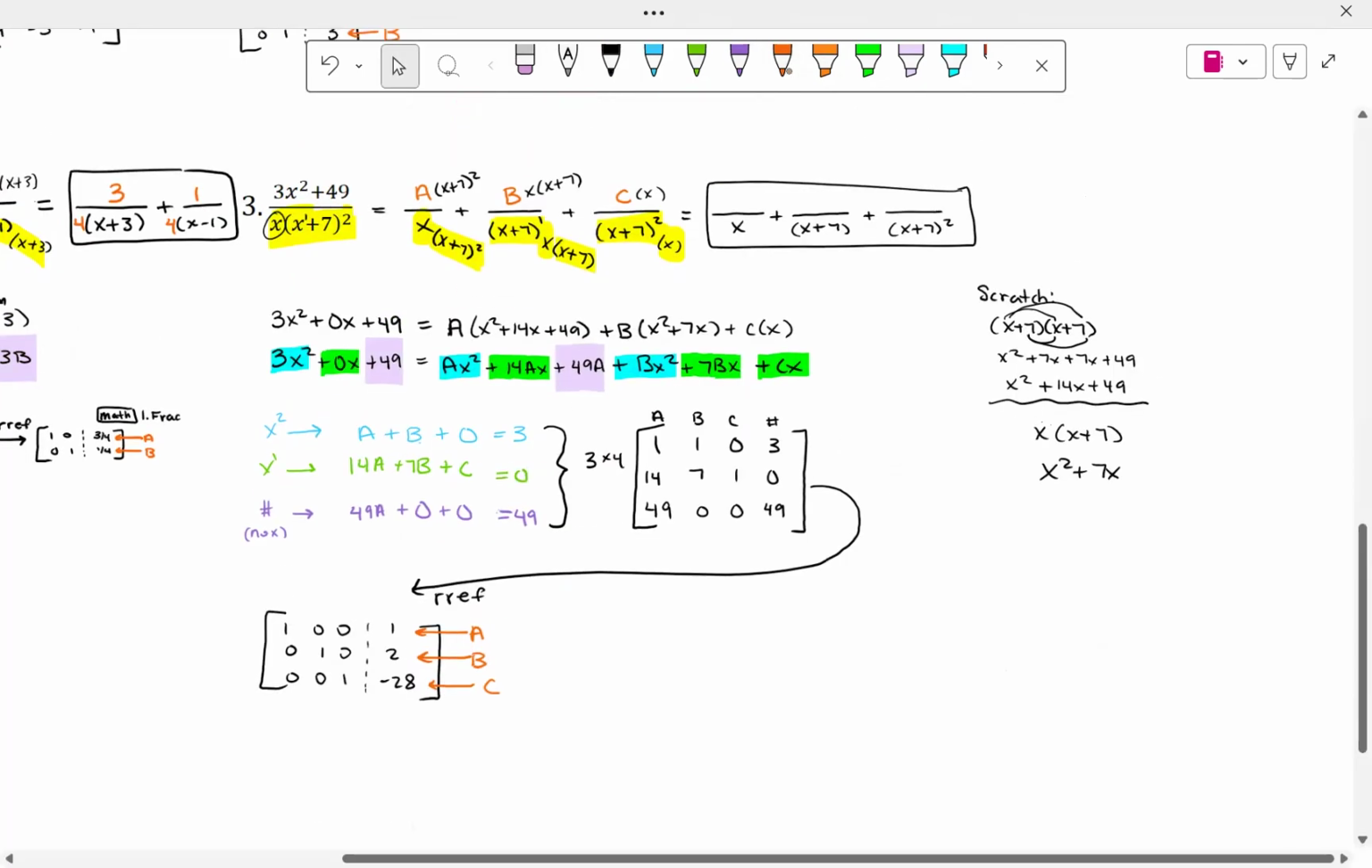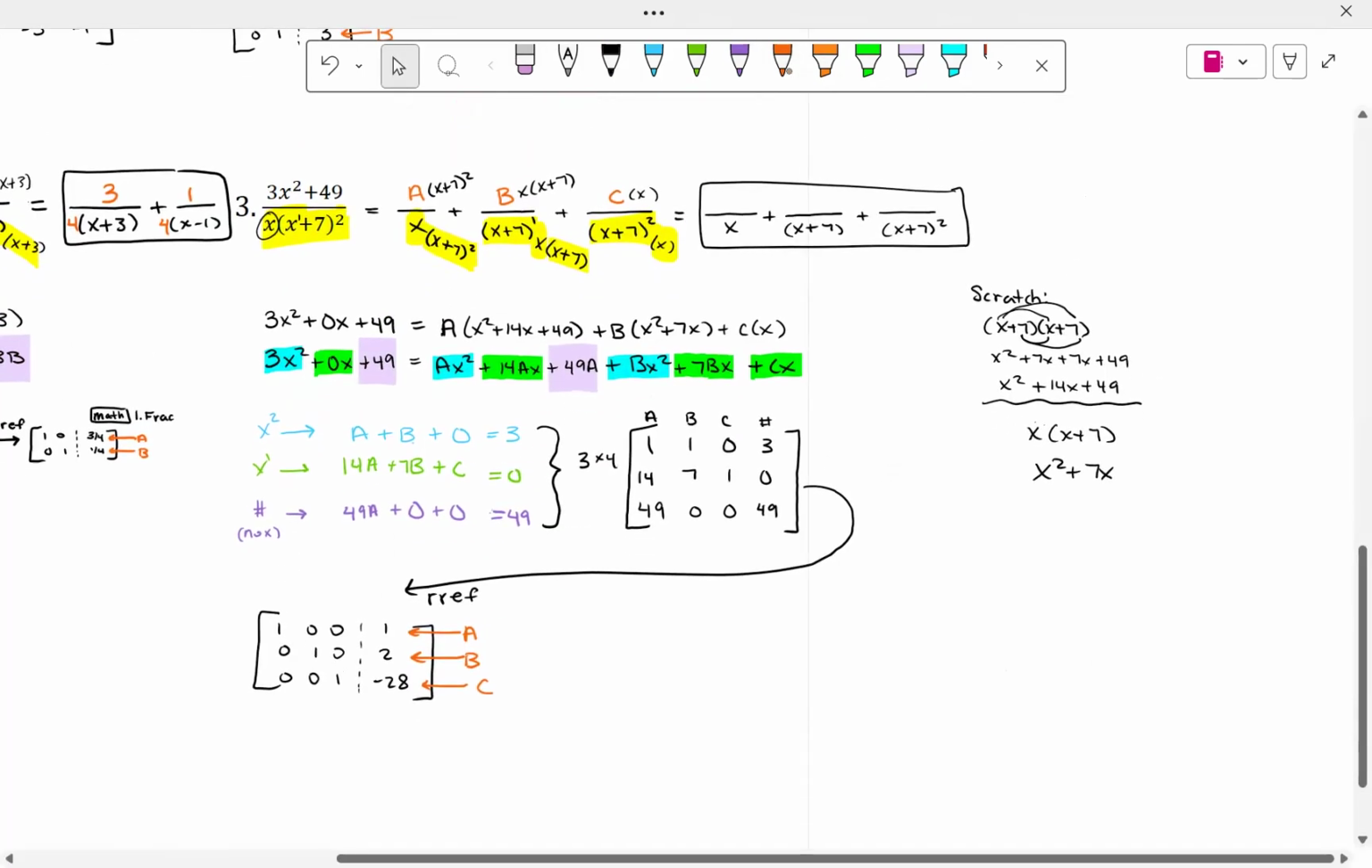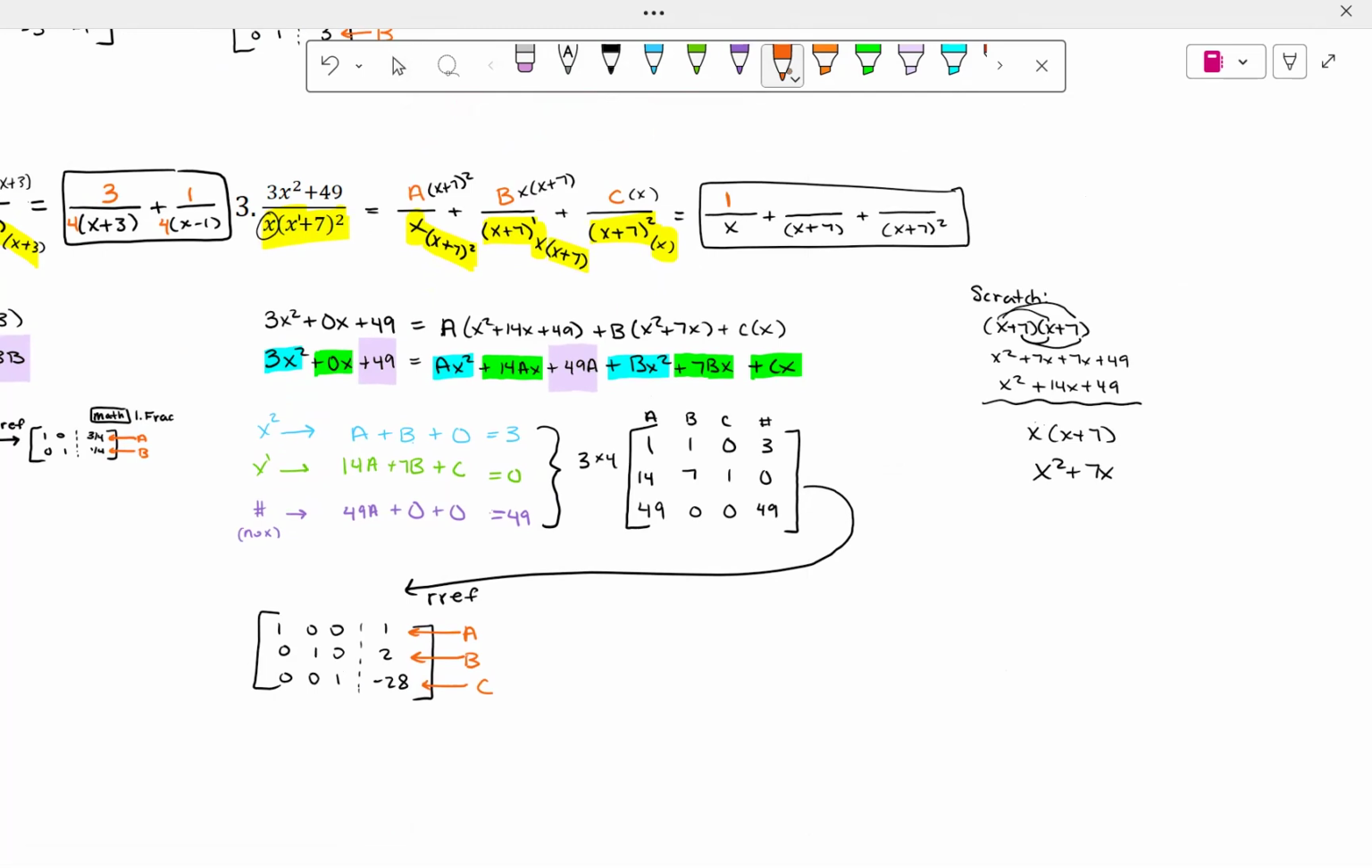So up here at the top, where I already have this prepped, I can replace the first term with 1 as the numerator for A. The second term, the second fraction, is a 2 in the numerator for B. And then the third one, I can write a negative 28 up there, or I could change that plus sign to a minus 28.